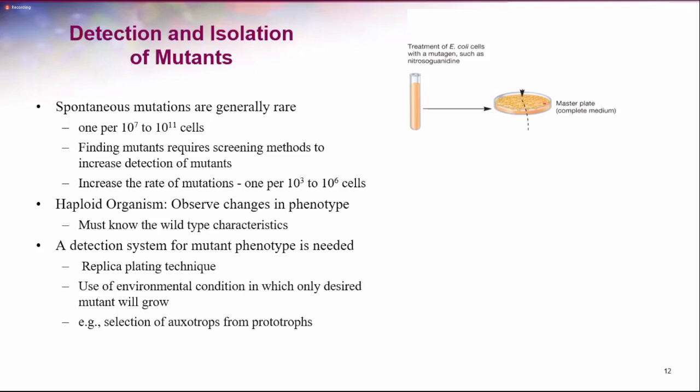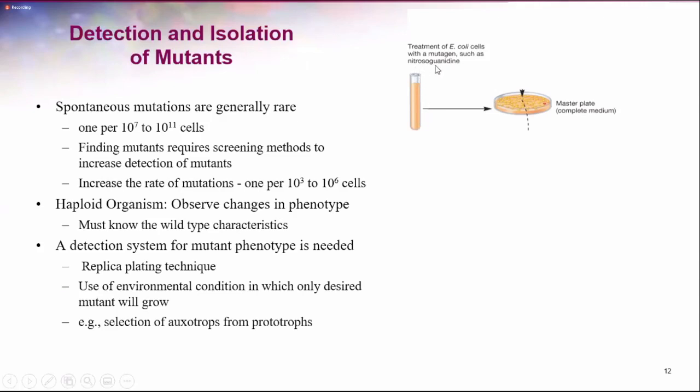So we can increase the rate of mutations in a given cell by using some of these chemical or physical methods to 1 mutation per 1,000 to 1,000,000 cells. Okay, so you want to compare that to 1 mutation in 10 million to 10 billion cells. So this is quite a lot. And so we're going to choose an appropriate mutagen here.